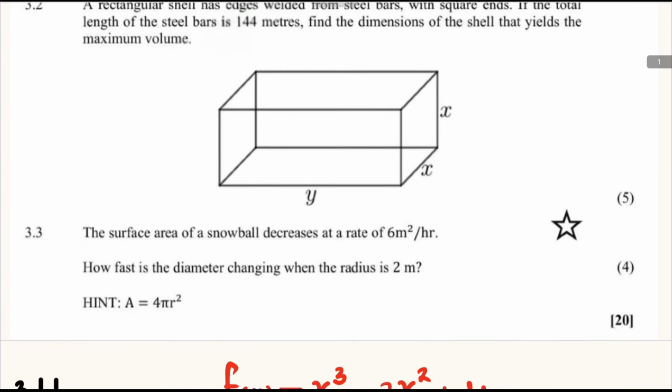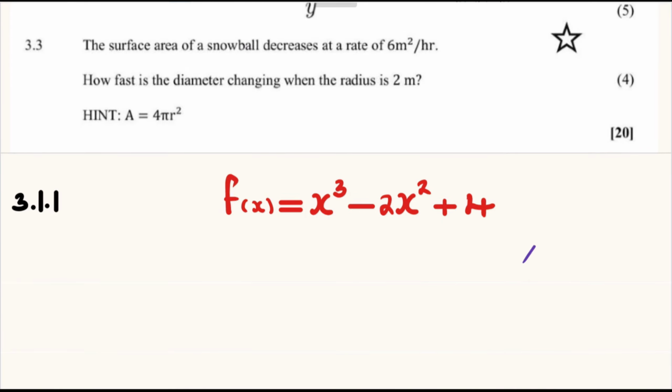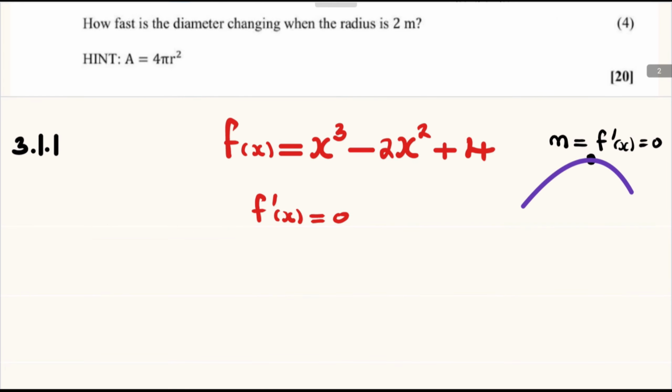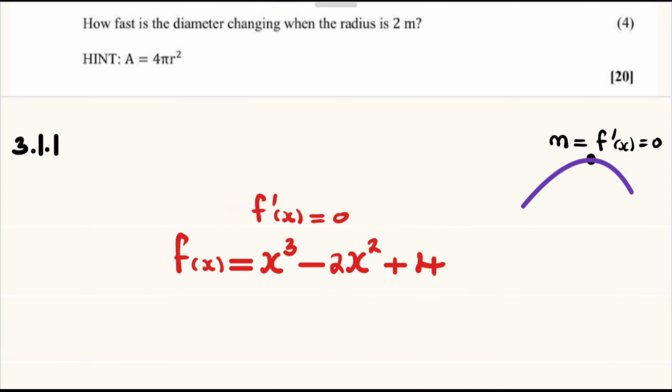Now, suppose that we had a curve, and at the turning point of this curve, the gradient is equal to 0. The gradient is the first derivative, and it's equal to 0. So to determine the turning points, we are going to differentiate f of x, equate it to 0 and solve for x. So let's differentiate this f of x.